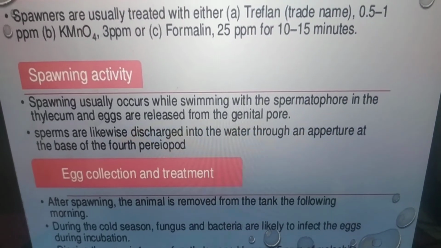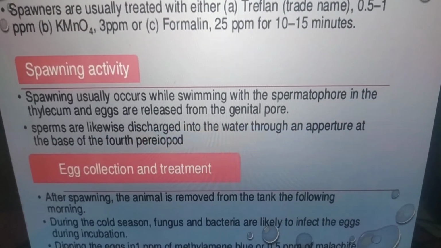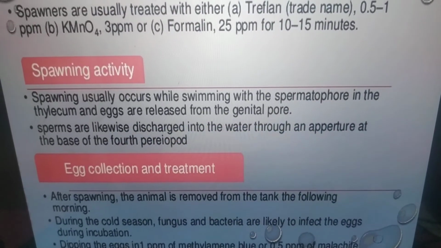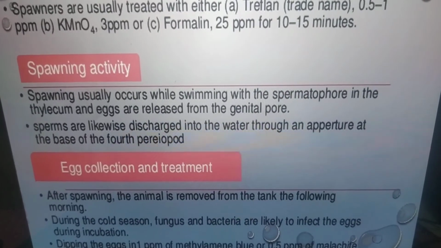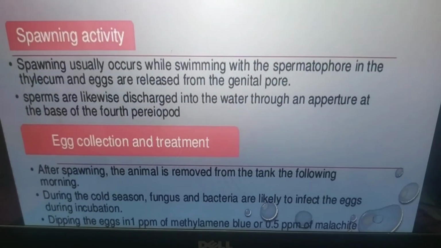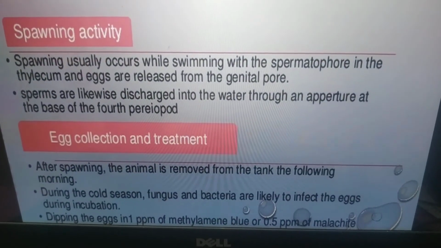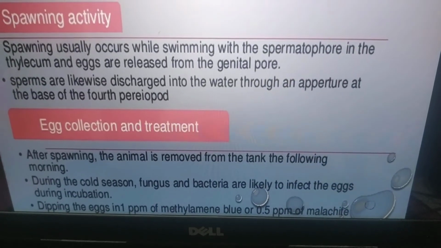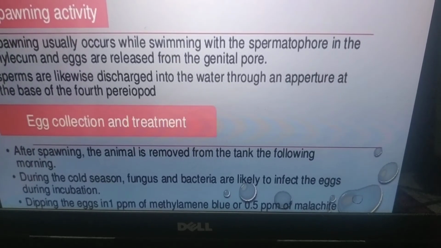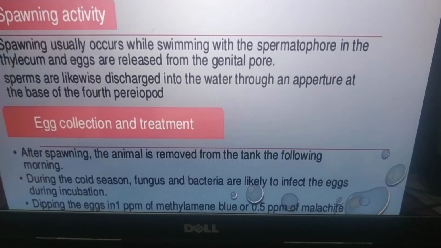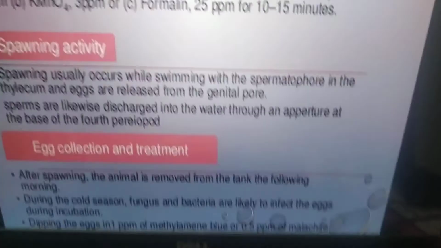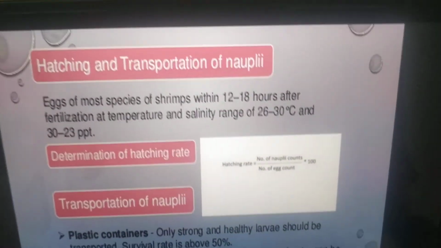Spawning activity. Spawning usually occurs while swimming with the spermatophore in the thelycum, and eggs are released from the genital pore. Sperms are likewise discharged into the water through an aperture at the base of the fourth pereiopod. After spawning, the animal is removed from the tank the following morning. During the cold season, fungus and bacteria are likely to infect the eggs during incubation. Dipping the eggs in 1 ppm malachite green or 0.5 ppm malachite kills the fungus.